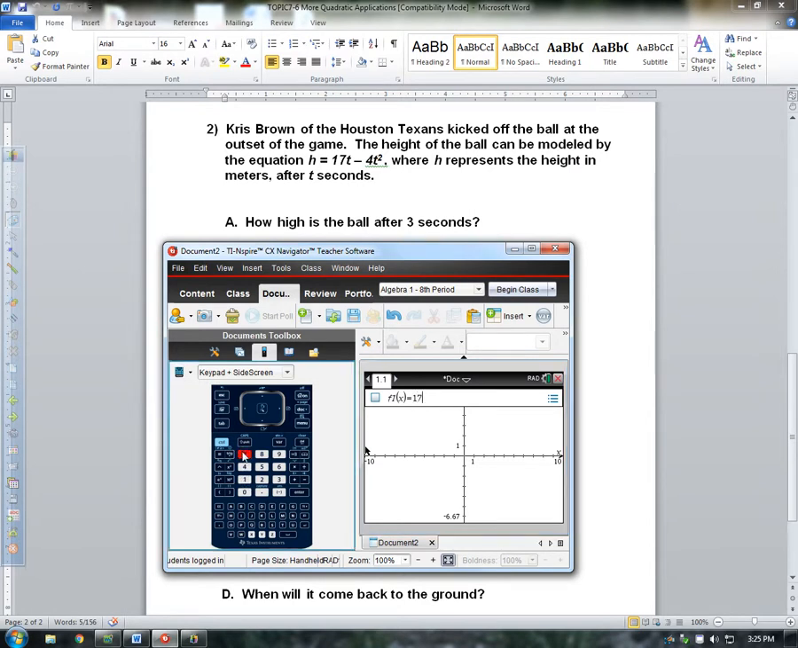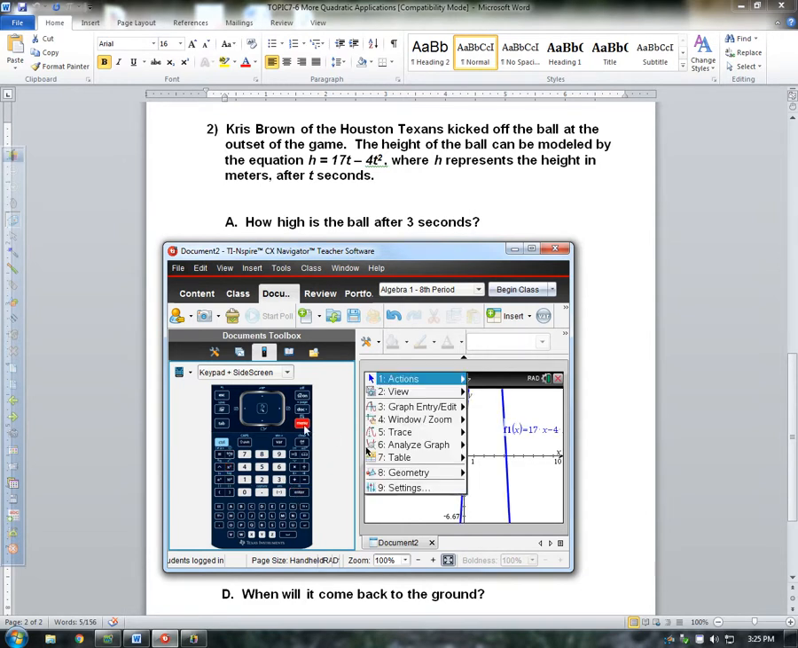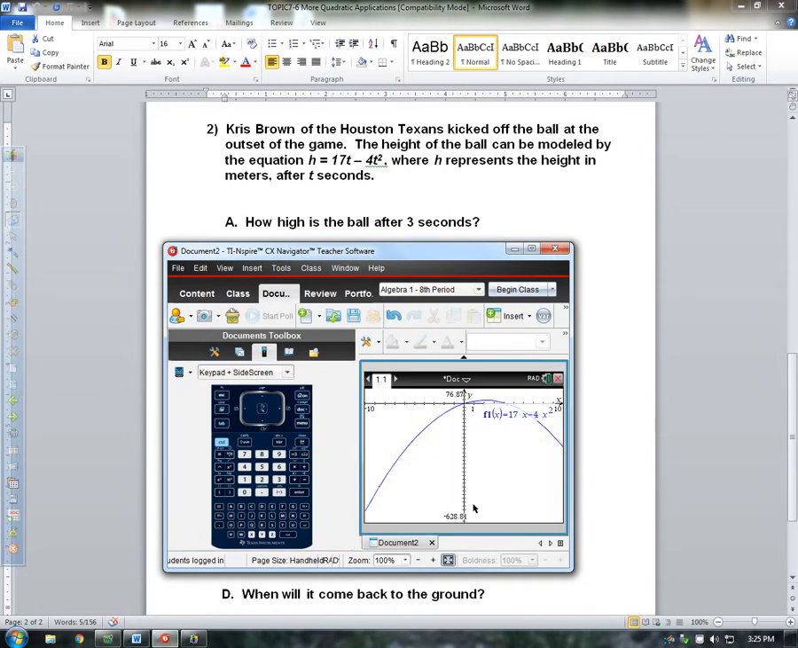Okay. So I have 17x minus 4x squared. Okay. Again, I can't see my whole parabola, so I'm going to go to Menu, Zoom, Fit. There we go. Now I can see my whole parabola. Notice our ball starts on the ground.